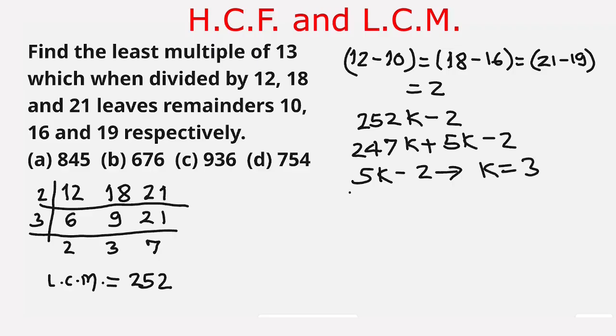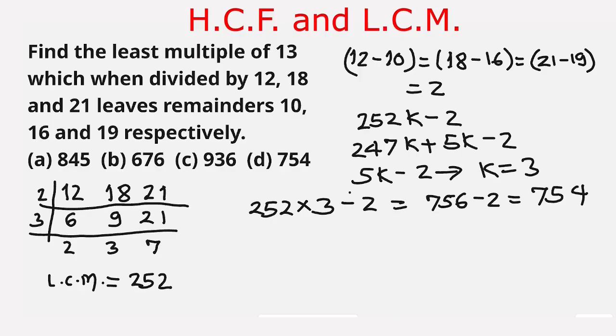Now we put the value of k equal to 3 in 252k minus 2. So 252 multiplied by 3 minus 2. 252 multiplied by 3 is 756, minus 2 is equal to 754. And this is the required number. And from the given options, our answer is option D, 754.